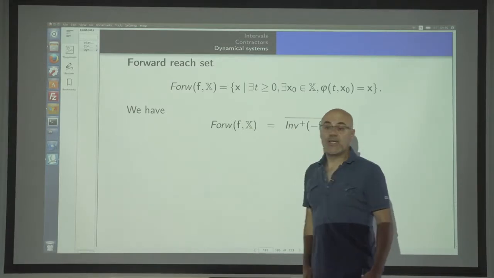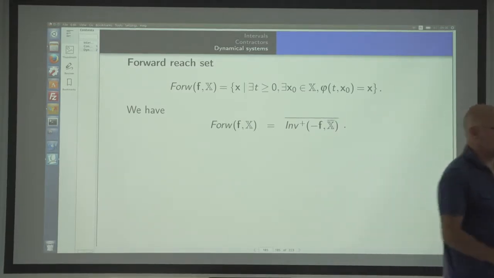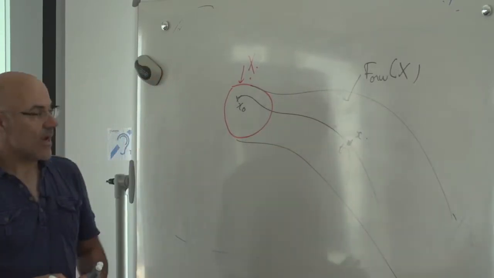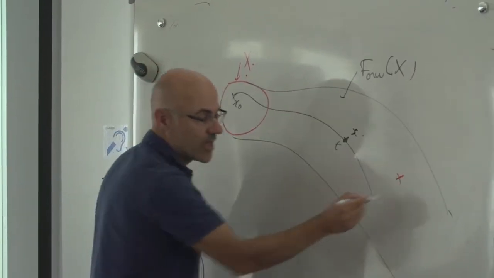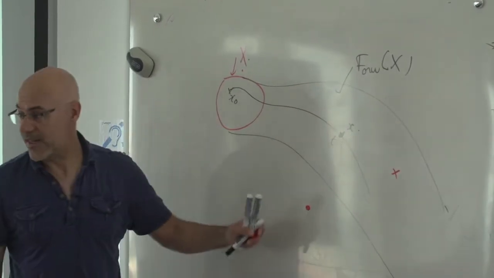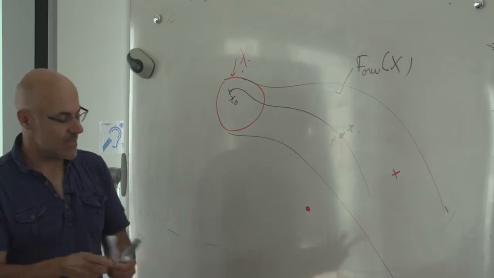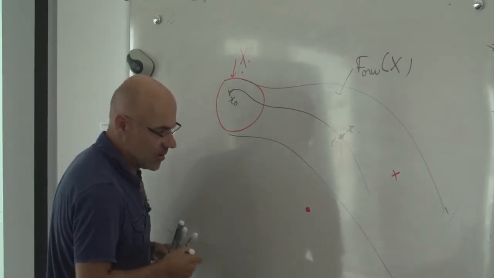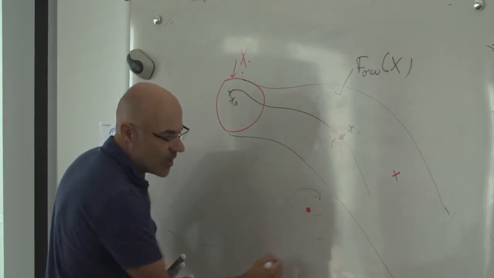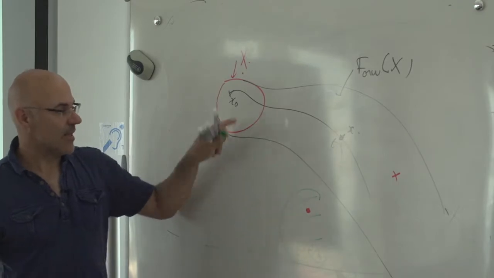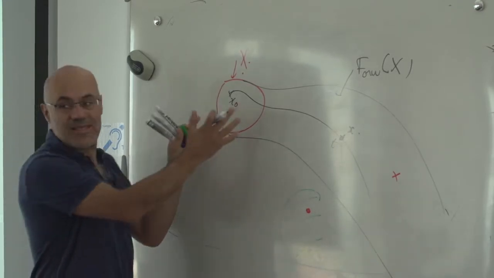This forward reach set is important in control because it's important to have an inner and an outer approximation. Why an inner? Because you know that these points you can reach. Why an outer? Because for these points you know that you will never reach them. So if you have a forbidden region here, and the forward reach set does not intersect it, it means that your system is safe.